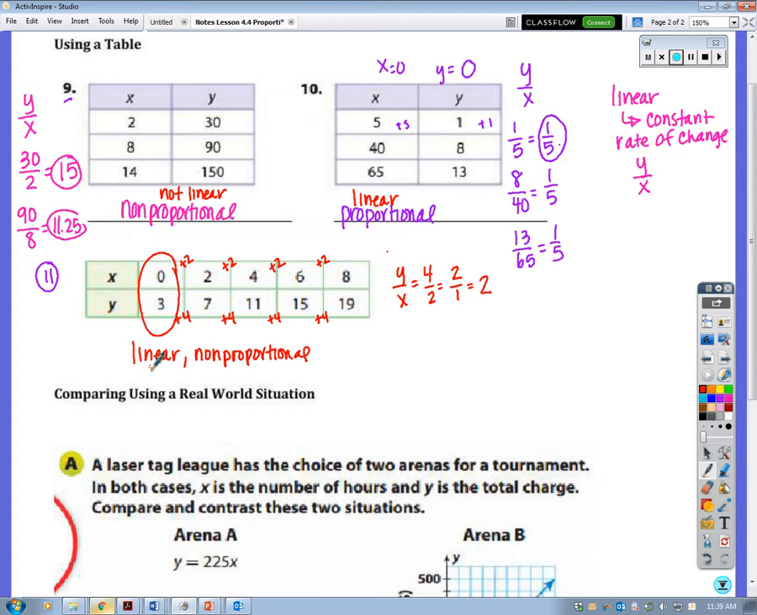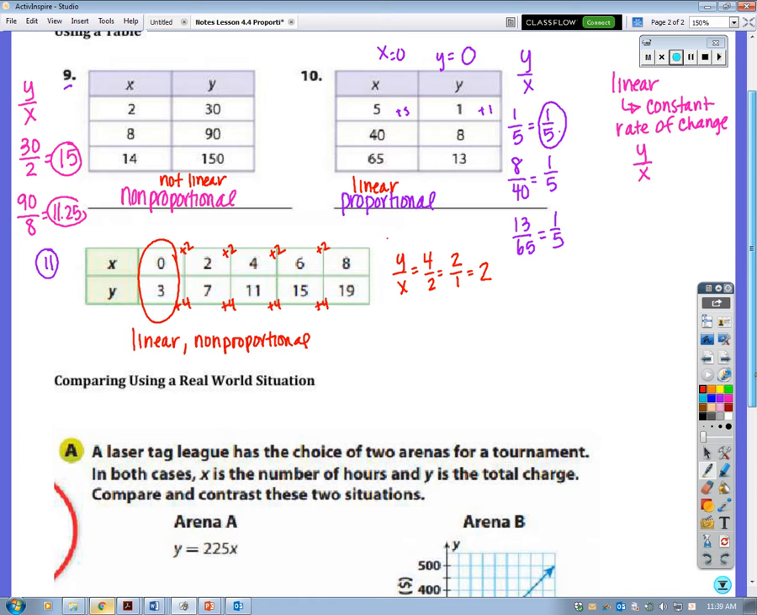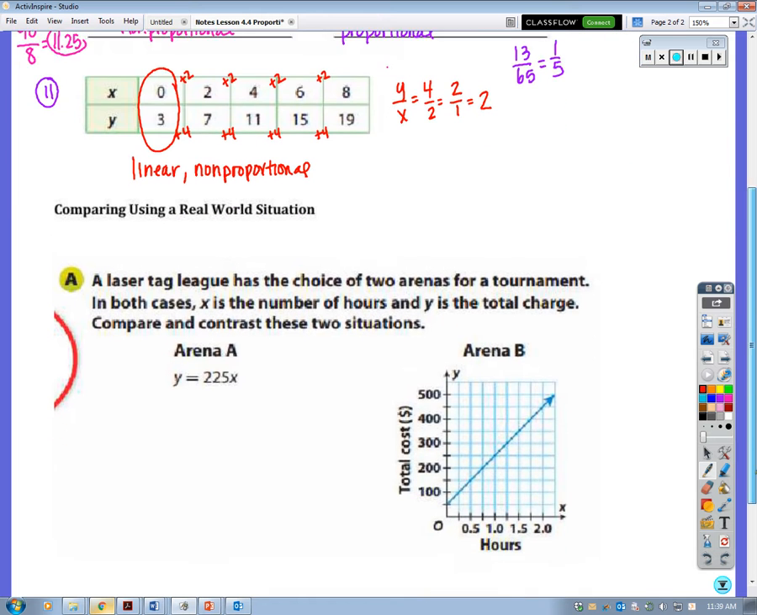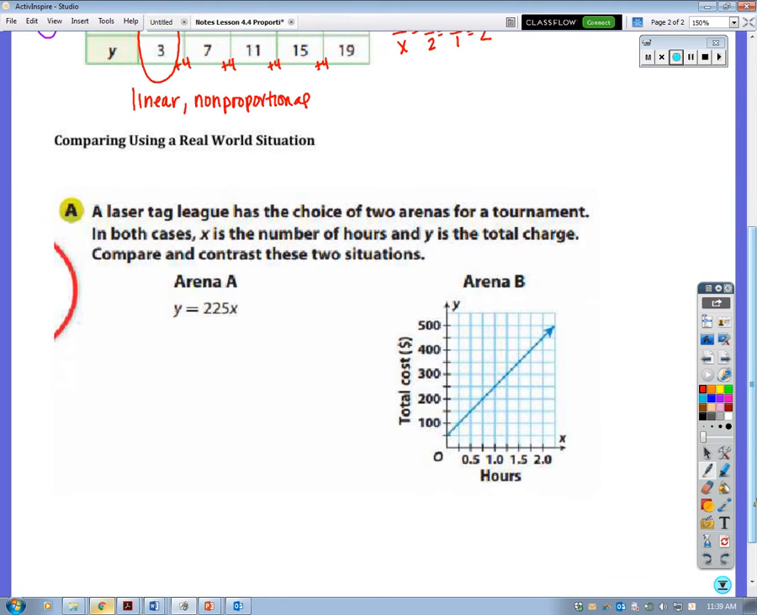All right, finally what we're looking at here is our real world scenario. And so what we're going to do is we want to be able to compare 2 situations using tables, equations, and graphs, and determine if one is proportional, one is non-proportional, and then compare what that means in the case of this scenario.